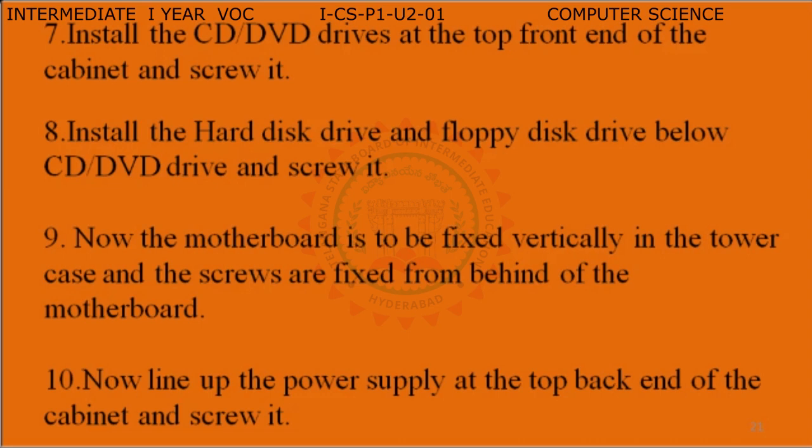Install the hard disk drive and floppy disk drive below optical drive and screw it. Now line up the power supply at the top back end of the cabinet and screw it.